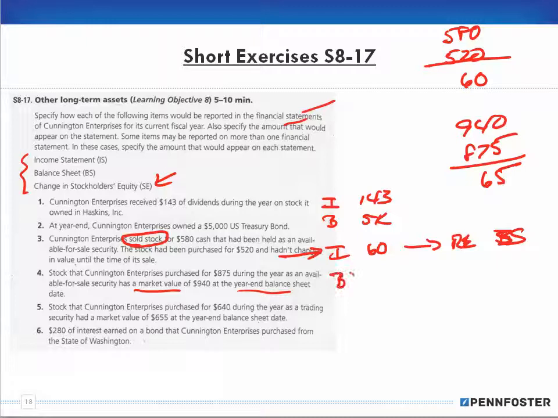So your balance sheet would end up showing $940 because that's the market value of that security, even though you bought it for $875, and the change in the stockholders' equity would end up being $65. You still own this, okay? Where this one you sold, and that's the difference between the two.